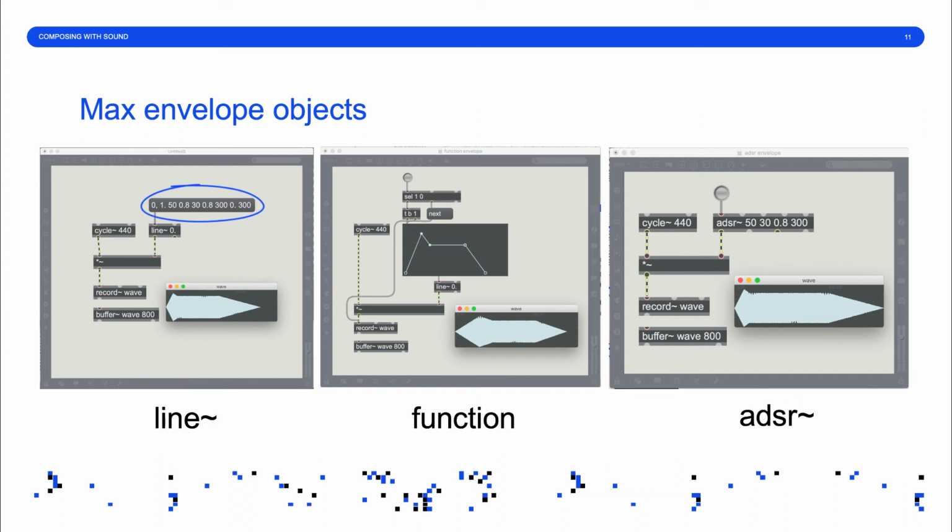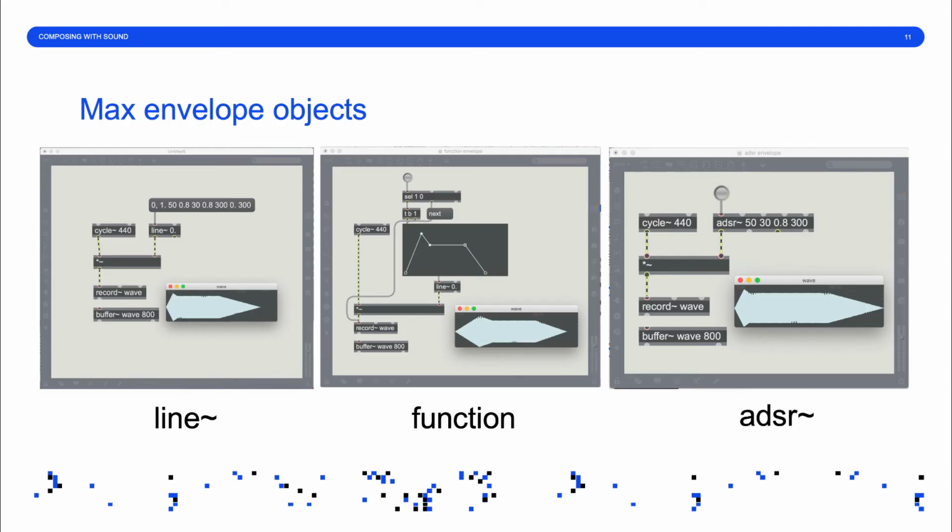retain that level of 0.8 for a further 300 milliseconds, and then fall to a level of 0 over 300 milliseconds. So the line object understands these pairs which say target level over a given amount of time, target level over a given amount of time. So you get these pairs of values.